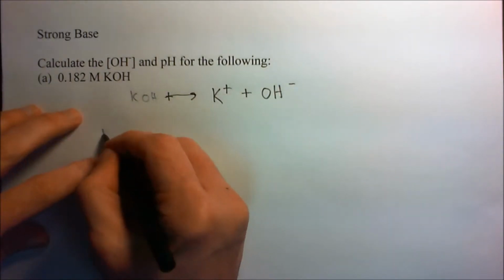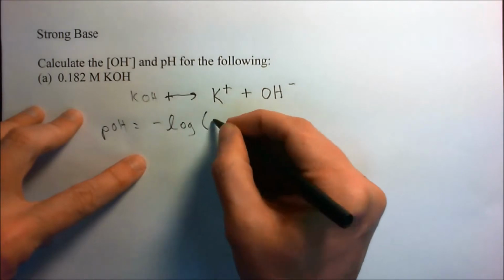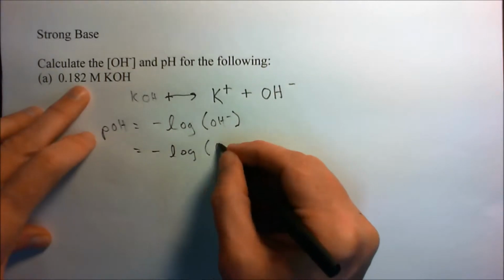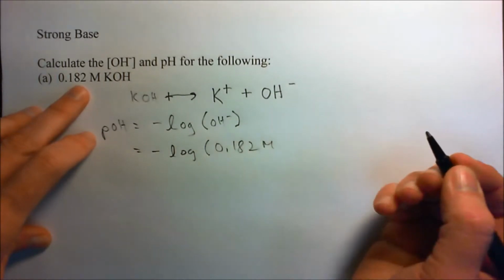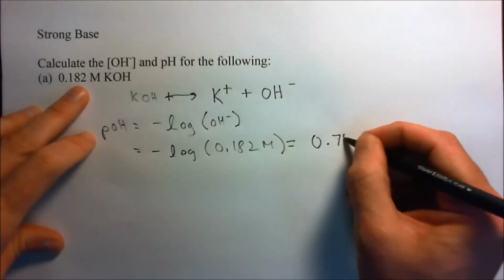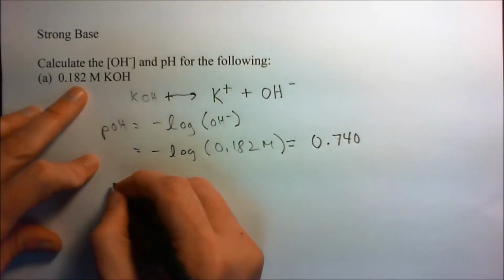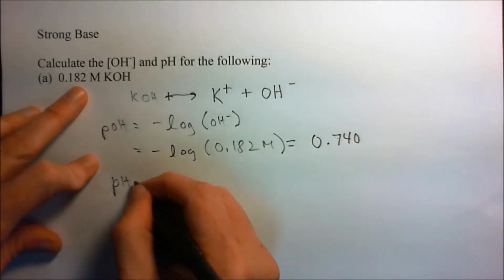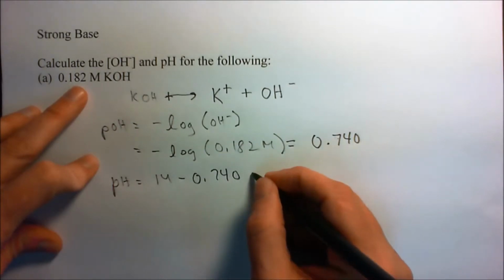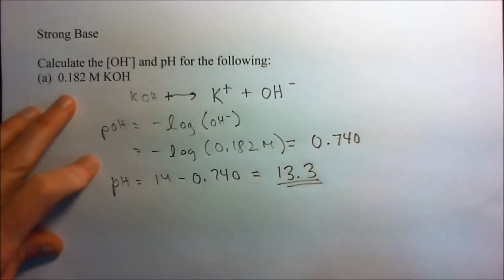We merely have to find the pOH, and from that we'll get the pH. pOH is minus log of the OH minus concentration, and that's equal to minus log of 0.182 molar, which gives me a pOH of 0.740. But what we really want is the pH, and so the pH is going to be 14 minus 0.740, which was our pOH, and that gives me a pH of 13.3.